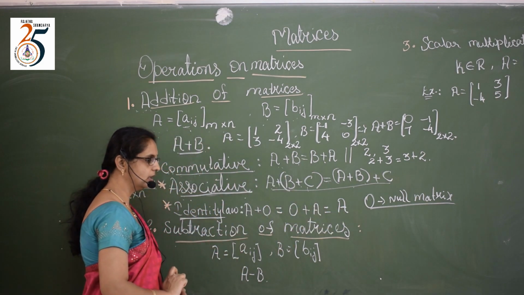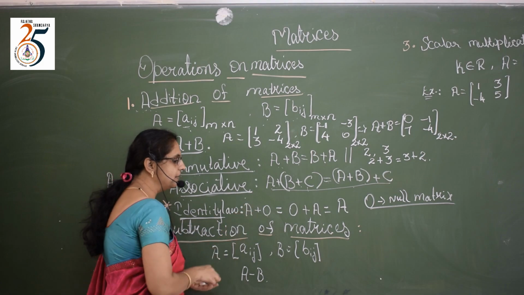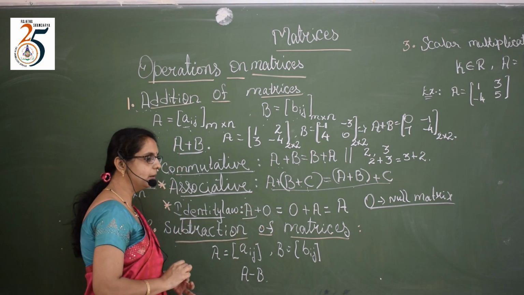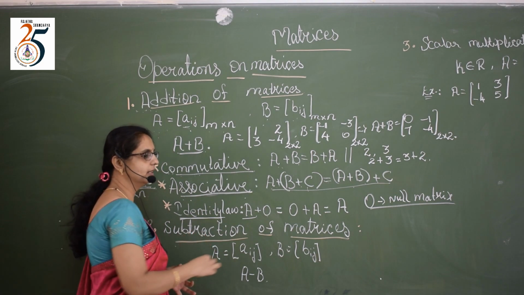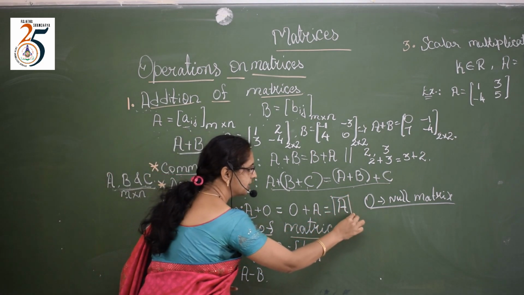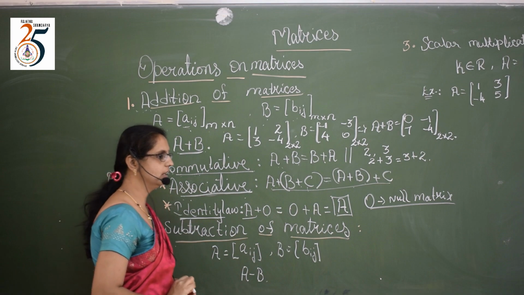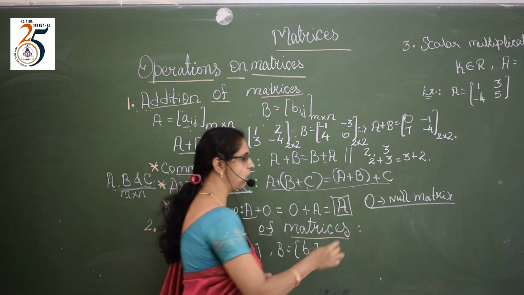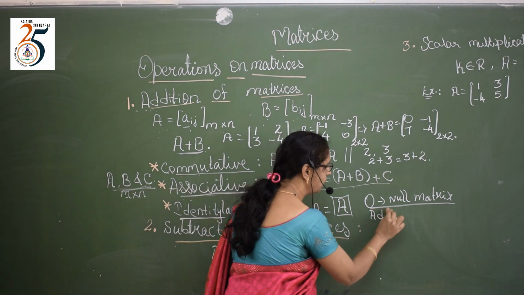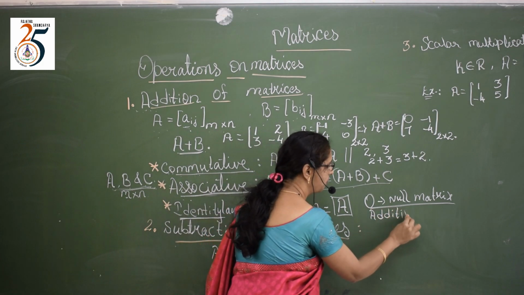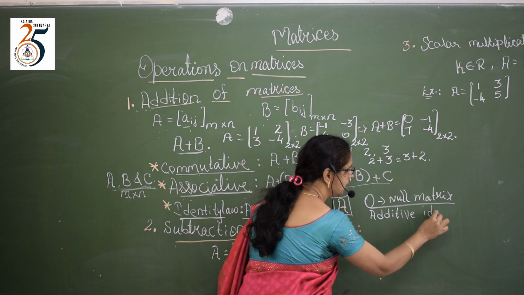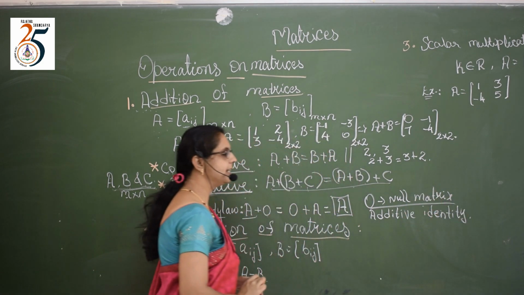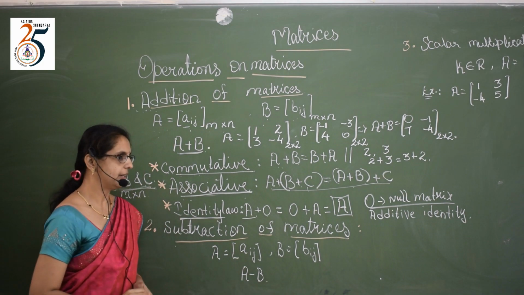You are observing here, when we add a given matrix with the null matrix, we are getting back the same matrix itself. So only here, null matrix is called as additive identity. Point to be remembered here, null matrix is called as additive identity matrix.